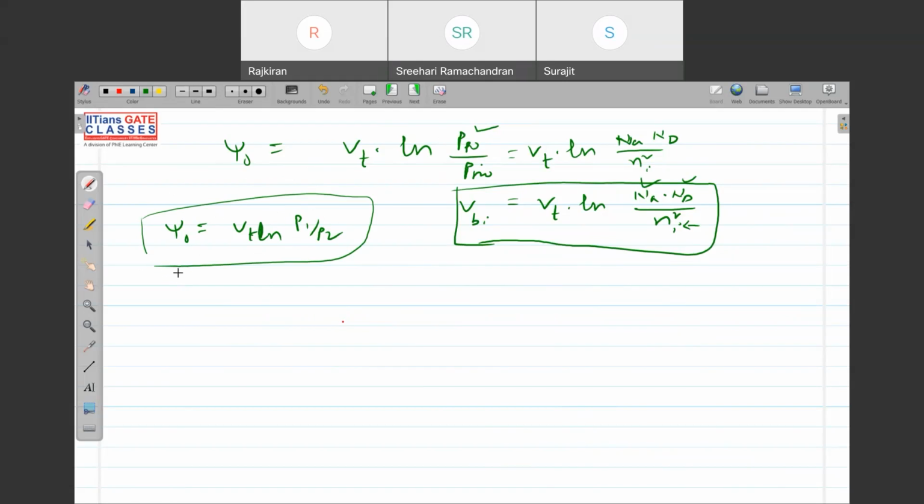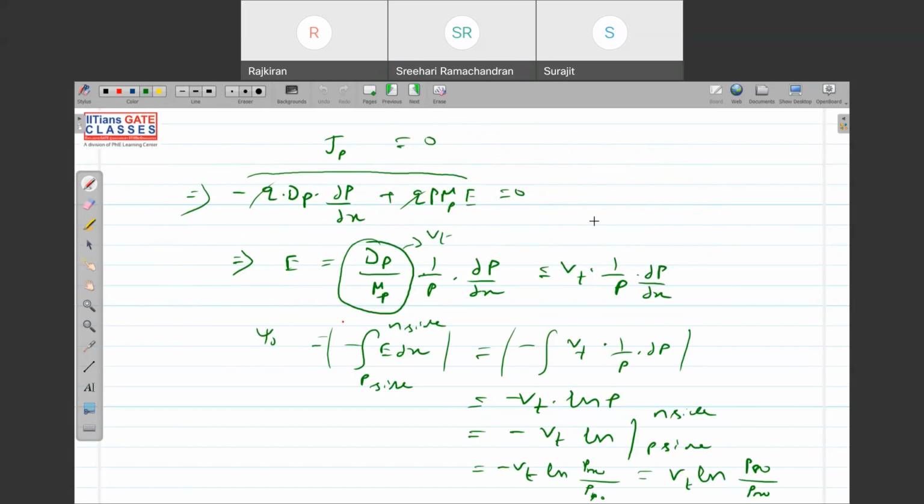You can also suppose there are two regions where concentration is N1 and N2. You can put the built-in potential equal to Vt ln N1 by N2. So you see, this is the way you have to derive.